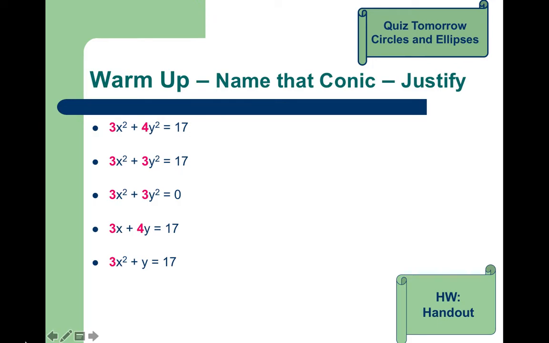So what's nice about this warm-up is that it is just name the conic. You don't have to do any math, you just have to name it. Your choices are circles, ellipses, or parabolas. Since the coefficients of the squared terms here are different, A does not equal C, neither one of them equals 0, and they are both positive or both negative, so they both have the same sign. Therefore, this is an ellipse.